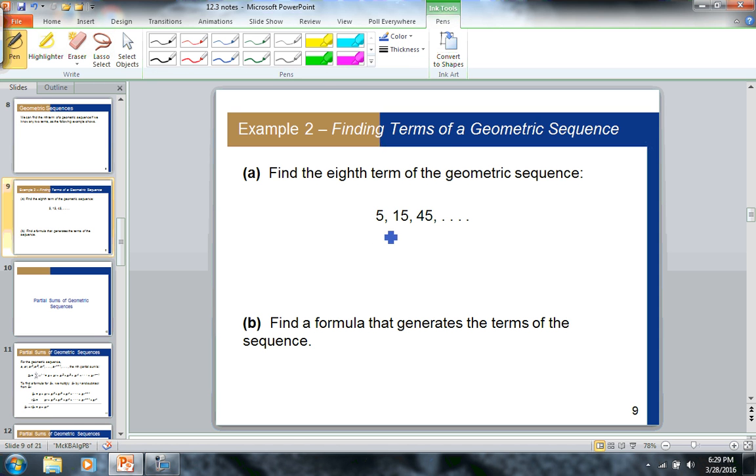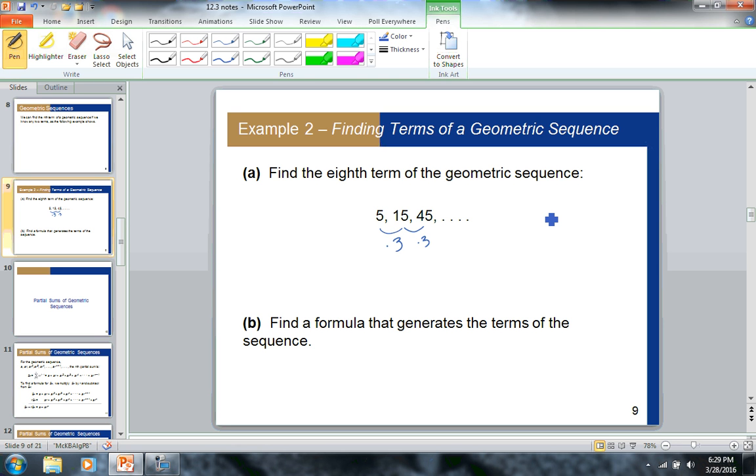So I want to start by looking at my first few terms and figuring out what my ratio is. So to go from 5 to 15, my numbers are getting bigger, so I know I'm going to be multiplying by a whole number. So I'm going to be multiplying by 3. And I check it again. 15 times 3 is definitely 45. So I could then keep multiplying by 3 until I got the 8th number. That wouldn't be very challenging. But here we want to write the equation for it so that we can find the 8th term.